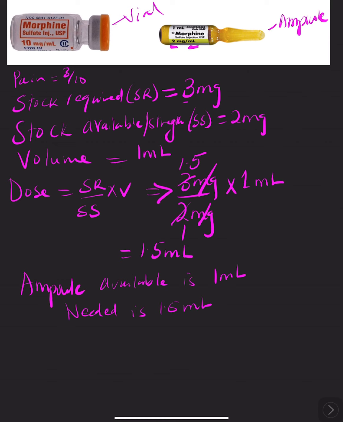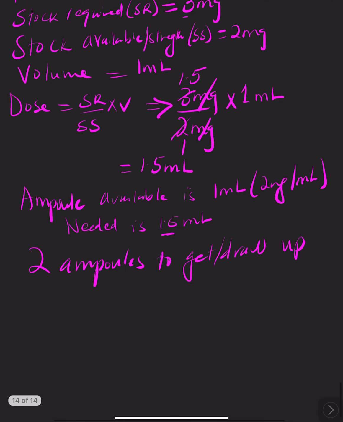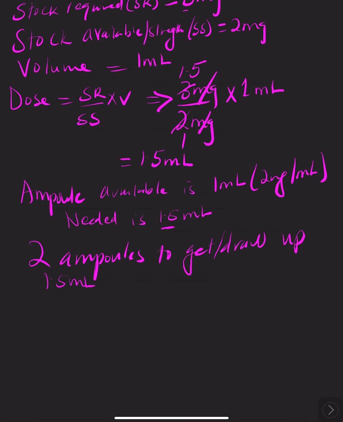Well, here you can just see we have 2 mg per mL, and we need this. So what can we do? We'll need to use 2 ampules to draw up 1.5 mL and discard 0.5 mL. And so your answer should be 2 ampules.